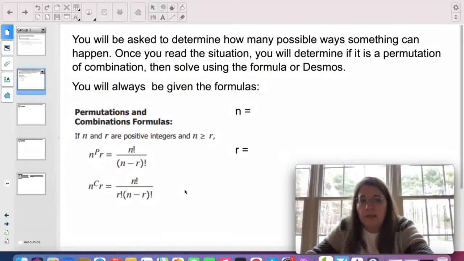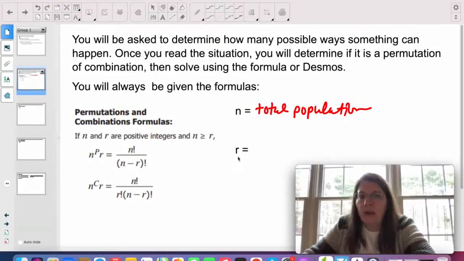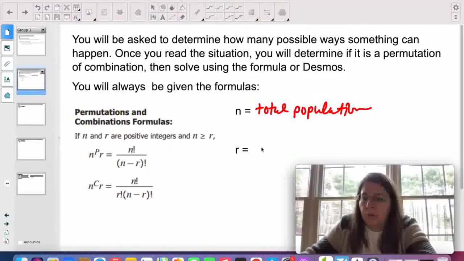Basically, what this means is your N is the total number of people in the survey. So if they say you have 10 people and out of those 10 people you're going to have 3 prizes, the number of people would be 10. That's the total population. And then your R is how many winners or how many names are drawn, how many people are going on a certain trip or whatever it is. R is that certain number selected.